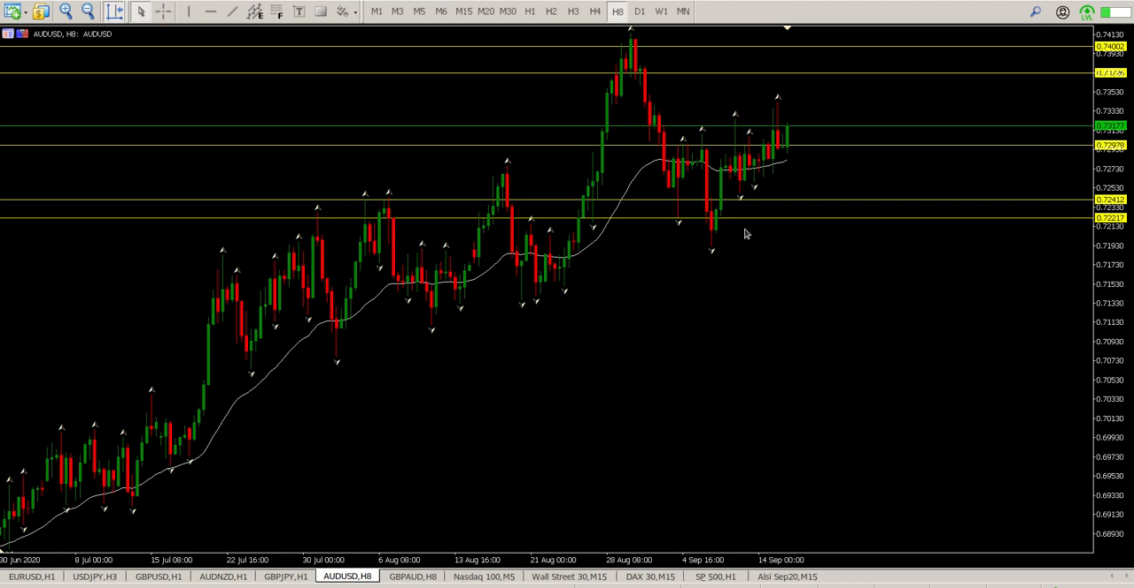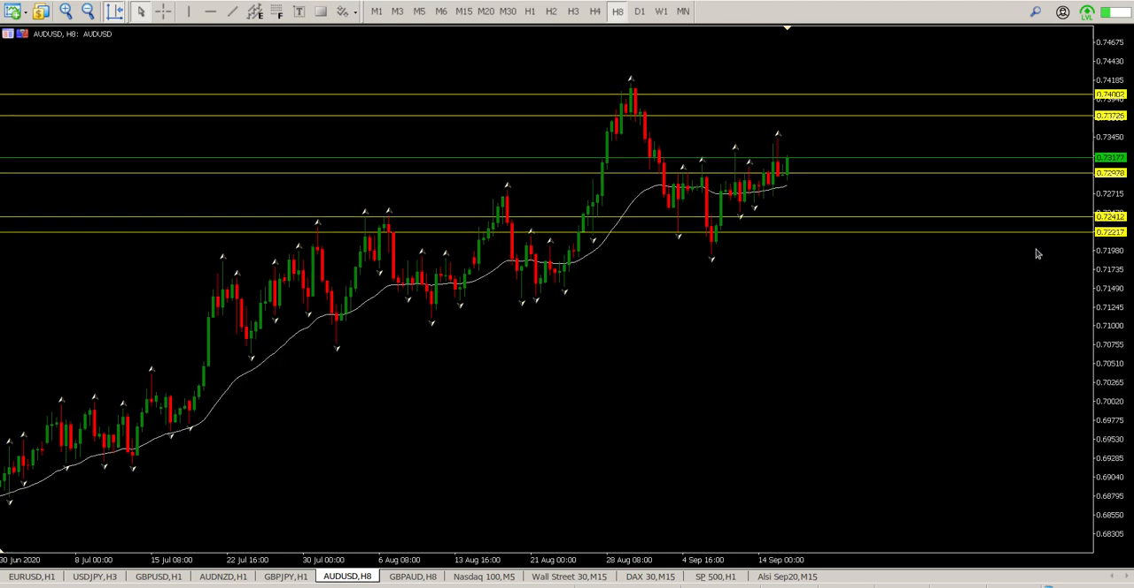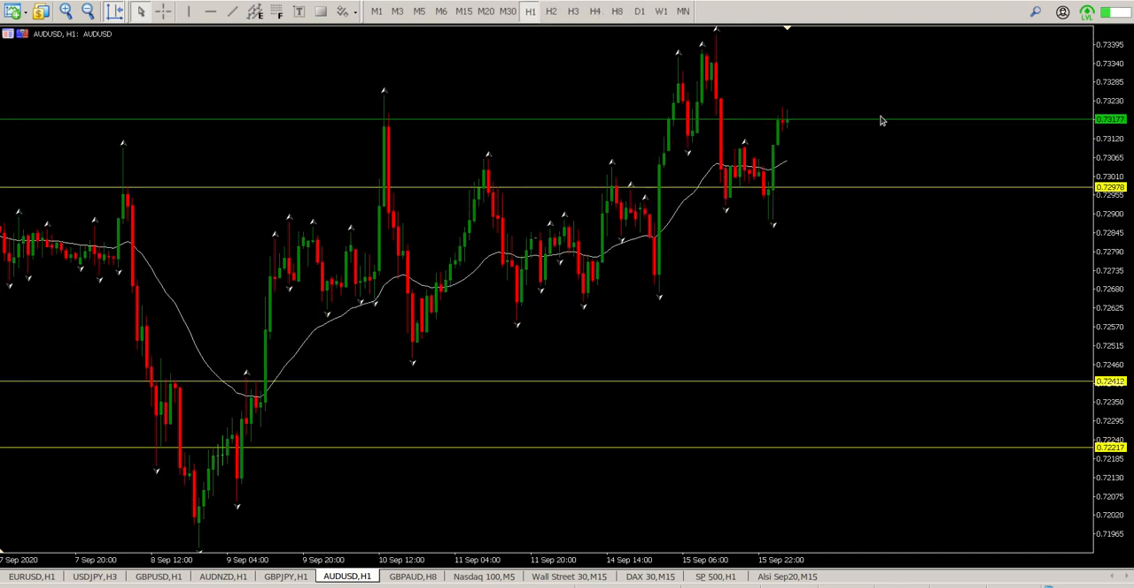Aussie dollar, US dollar, another US dollar pair, and again, look at the volatility, up, down, up, down, up, down, up, down, sideways. I'm really not interested in trading this one either.